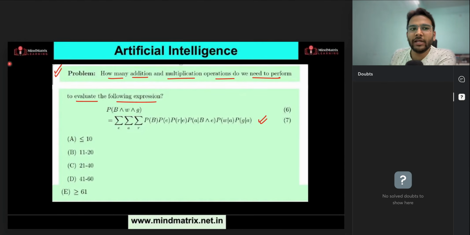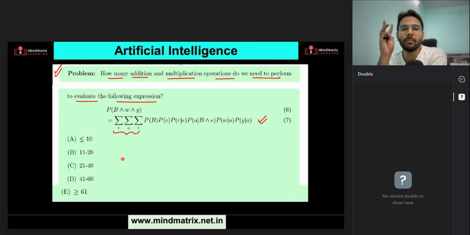As I told you, finding the exact multiplication count is not important at all. What is important is just to find out the range of the number of operations, the total addition and multiplication operations that we need. Here, you don't have to write the entire expression, just understand this point. We are summing over three binary random variables. That means how many combinations will be possible? If I have three binary random variables, can I say 8 values will be possible?